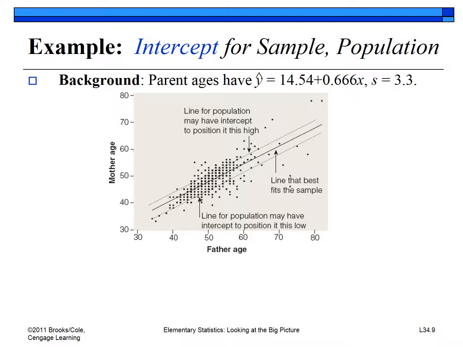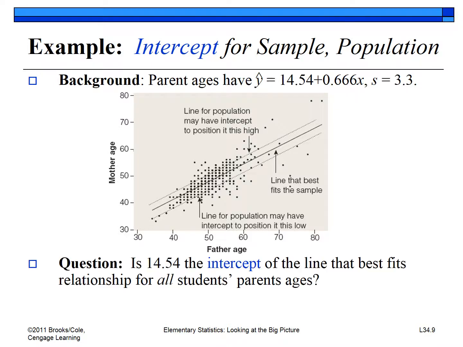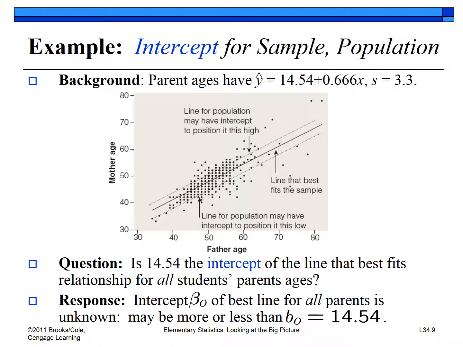So, what about for the intercept? We have a guess for the slope, but if you change the intercept of a line, all it does is slide the line up or down. It doesn't change the angle. So is 14.54 the intercept of the line that best fits the relationship for all students' parents' ages, that is for the population? Well, we don't know. For the sample, it's 14.54, so we can assume that for the population, it should be close to that. It might be a little higher, in which case the line would move up. It might be a little bit lower, in which case that line would move down. So there's a higher one, there's a lower one, could be somewhere in between.